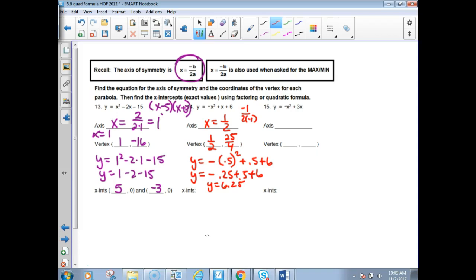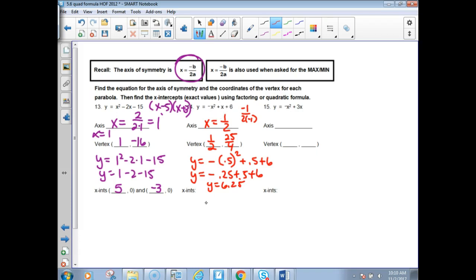All right, now finding the x-intercepts. You can factor this one. However, you'd have to factor out the negative sign. So, rather do quadratic formula maybe? Doesn't matter to me. I don't think some of you would like factoring this maybe. So maybe we should just do the quadratic formula.